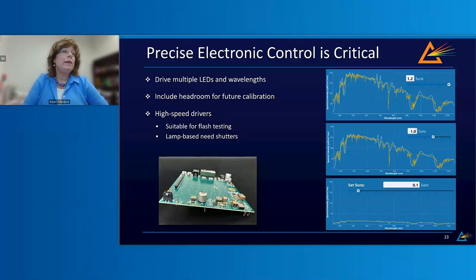Class requirements are defined at 1 sun, but it's also nice to have extra margin. As you see in the GUI clips on the right, LumiSuns can hit the 1.2 suns mark. And in addition, there is sufficient resolution to scale down to 0.1 suns. If your application requires flash testing, this is accomplished through high-speed drivers with, fortunately, no need for shutters. Shutters are typical of lamp-based systems, and they add complication. It's not something you have to worry about for LED solar simulators.